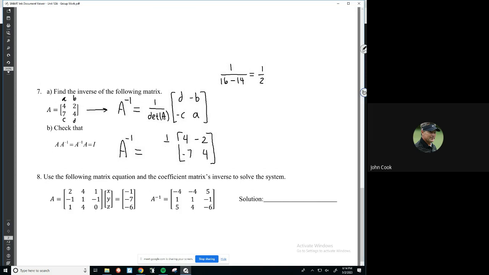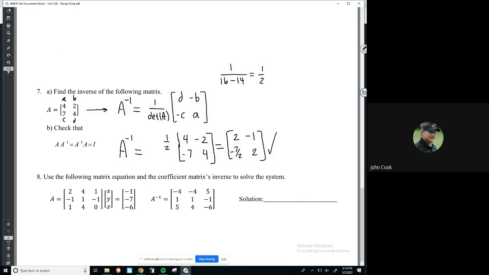All right, and just like any scalar, I just distribute it into all the different terms in here. So I get 1/2 times 4, so that'd be 2. 1/2 times -2, which is -1. 1/2 times -7, which is -7/2, and then 1/2 times 4, which is 2. So there you go. There's your inverse matrix. It's that easy, and that'll do it. So you're all done.